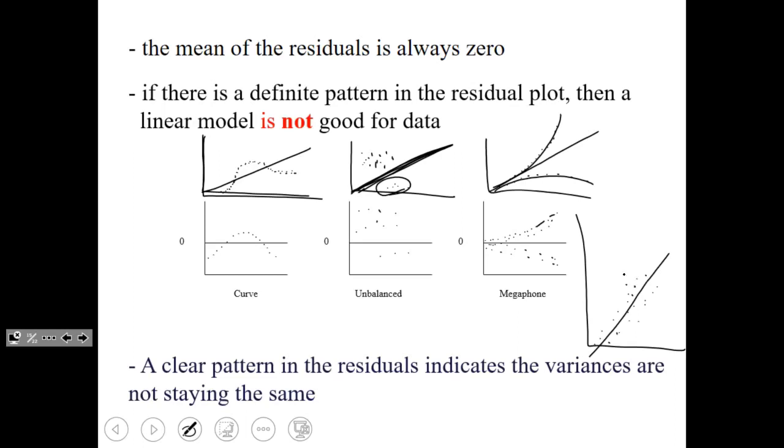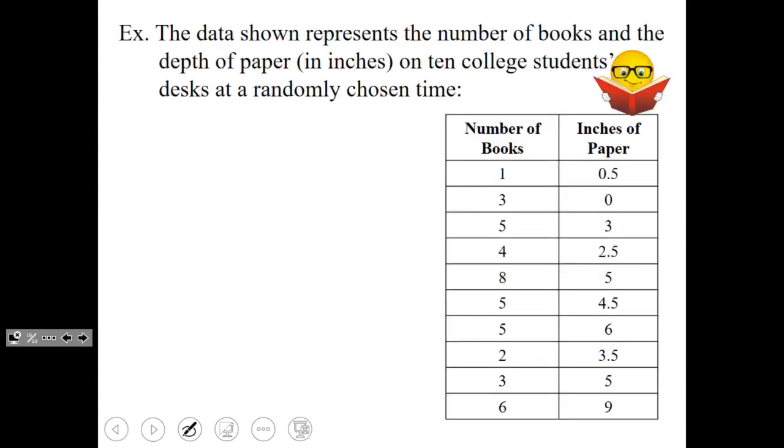But if I'm doing this, more points further and further from the line, my variances are changing. In fact, they're increasing. I'm going to see a fanning behavior on the residuals. Now we're actually going to try this.